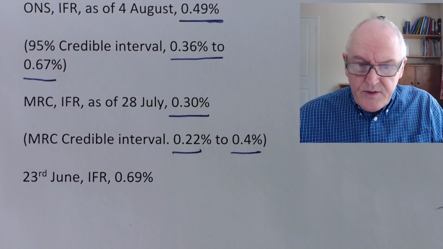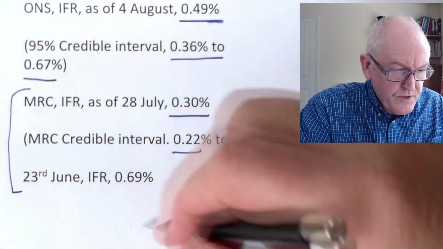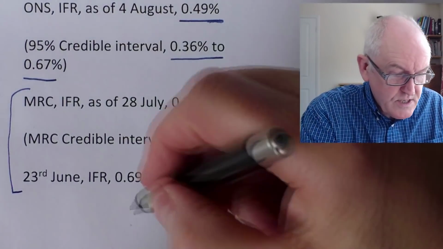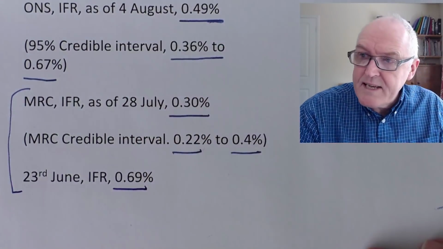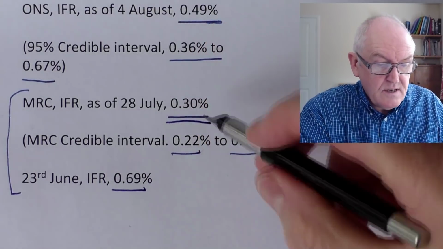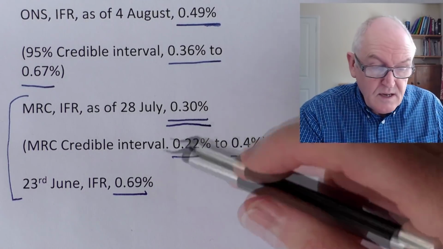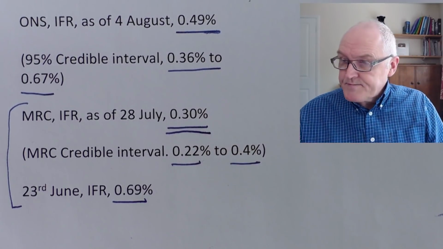Now, as of the 23rd of June, the Medical Research Council thought the infection fatality rate was 0.69. But now they've recalculated that down to 0.3. So they've halved their estimate of the infection fatality rate, more than half. They thought it was 0.69. They now think it's 0.3.